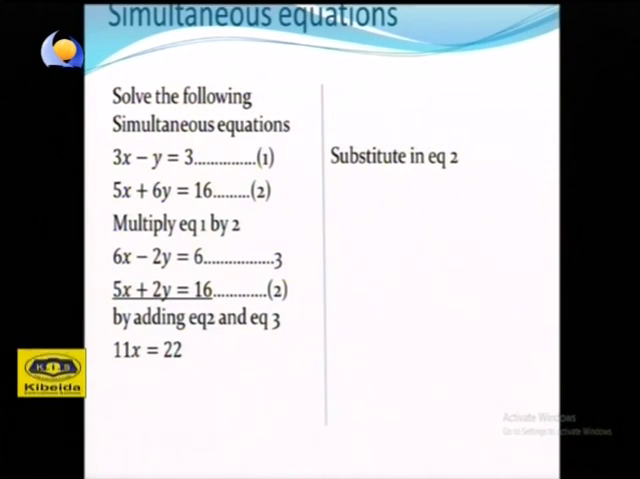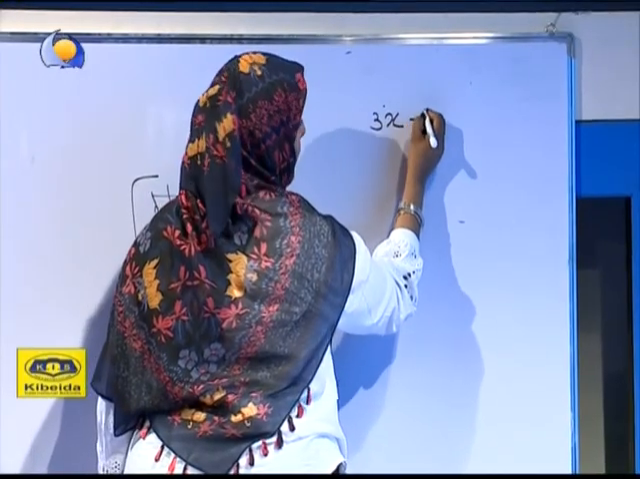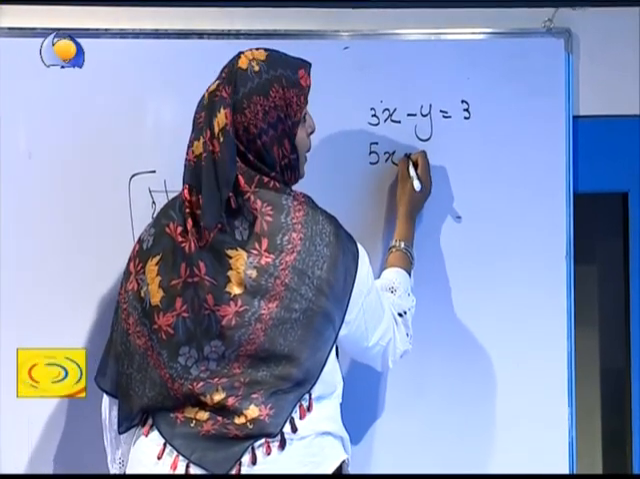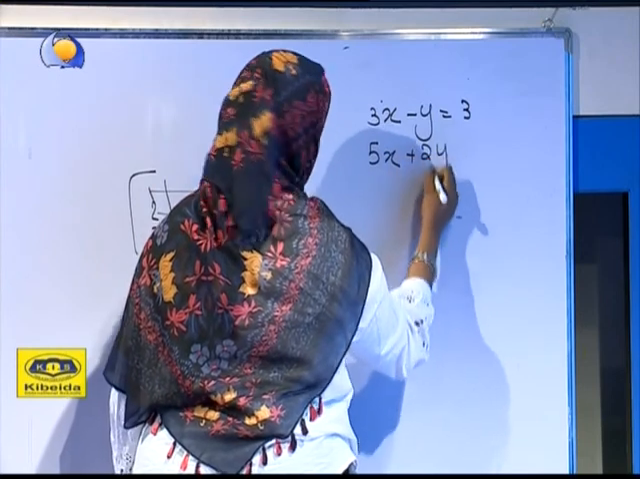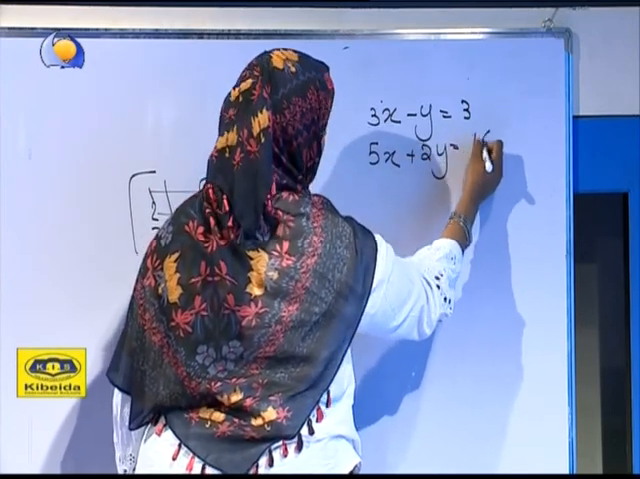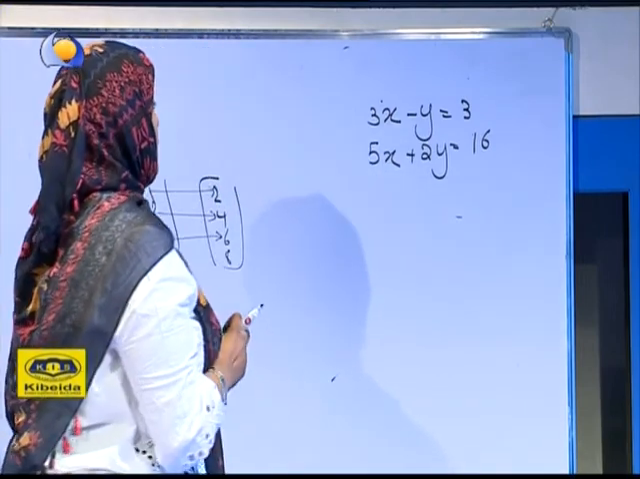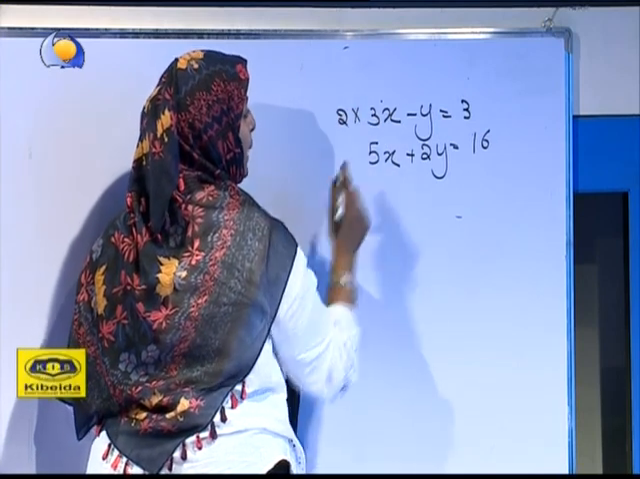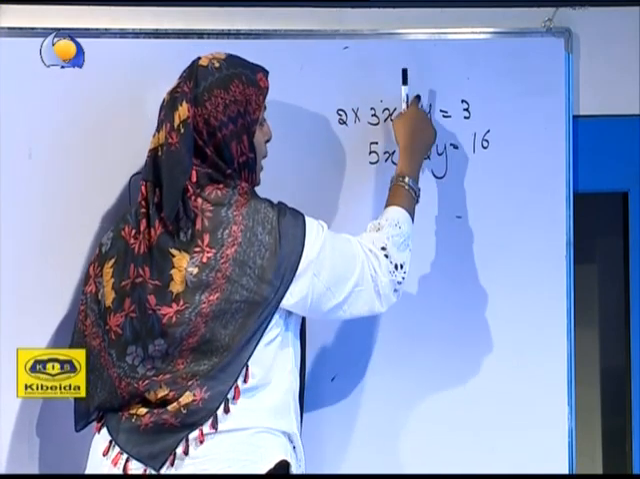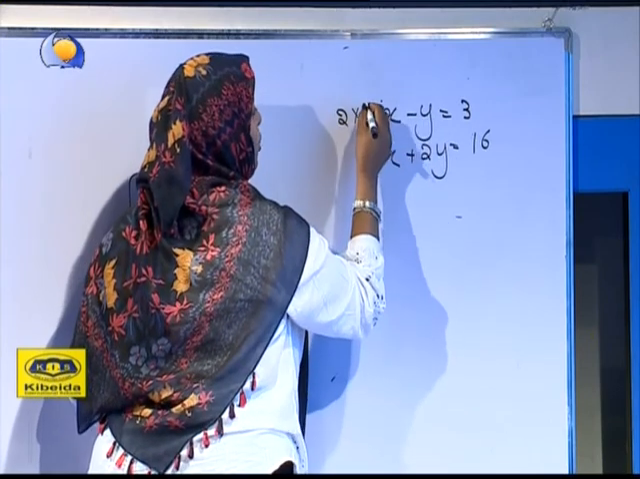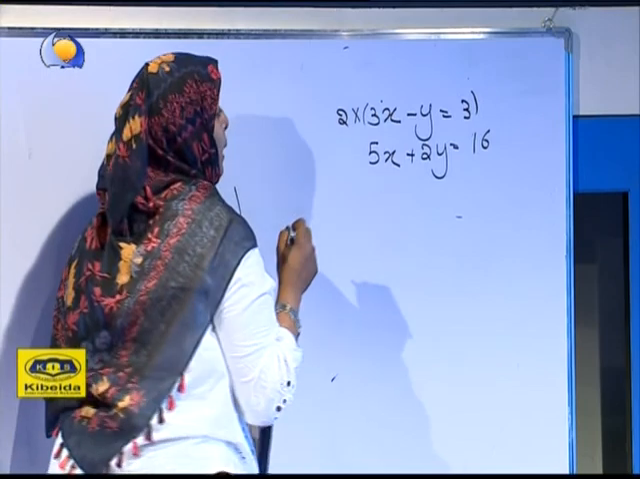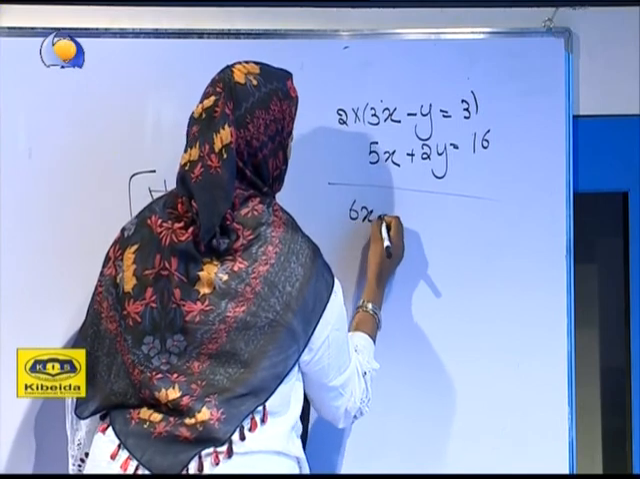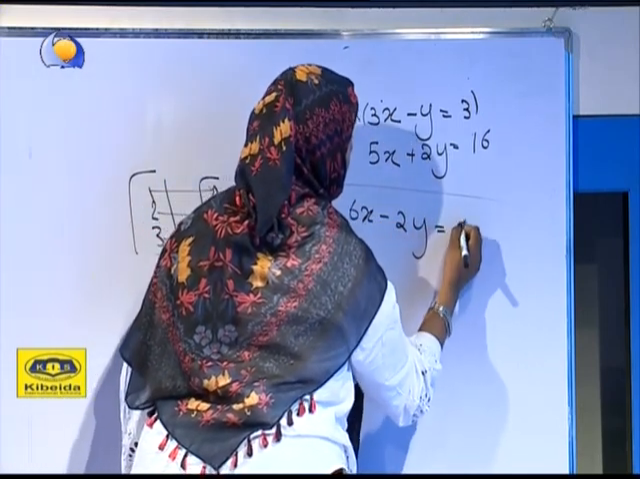So if I have 3x minus y equals 3, 5x plus 2y equals 16. There's a mistake here. So I have to multiply equation 1 times 2. Why do we do that? Because I want to make the coefficients equal, to make them both 2, but my condition is to multiply the whole equation. So that will be 6x minus 2y equals 6.